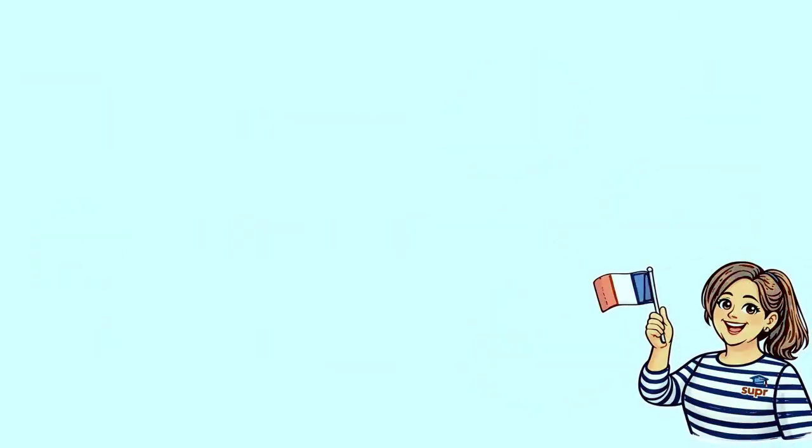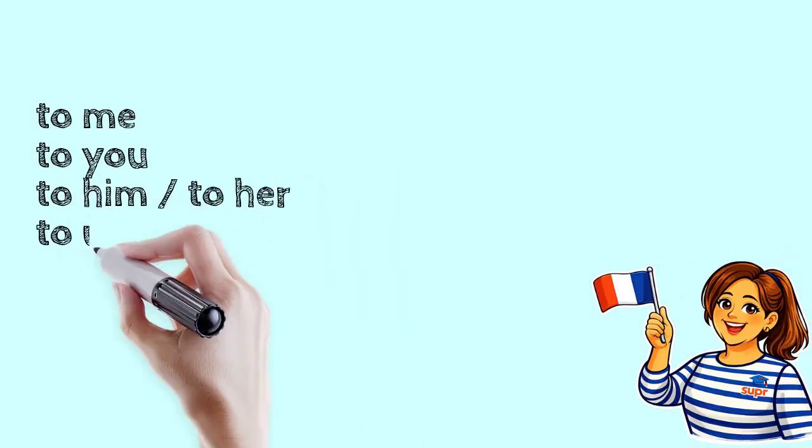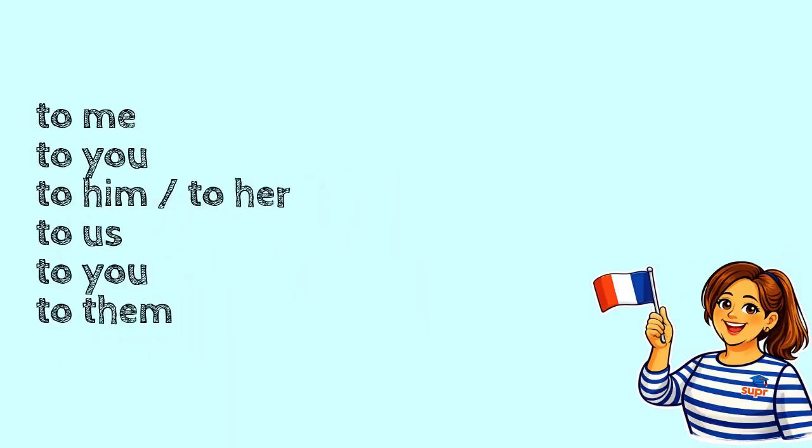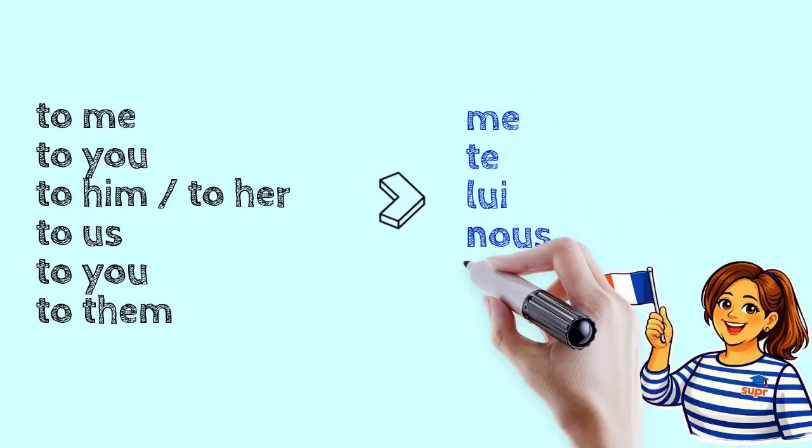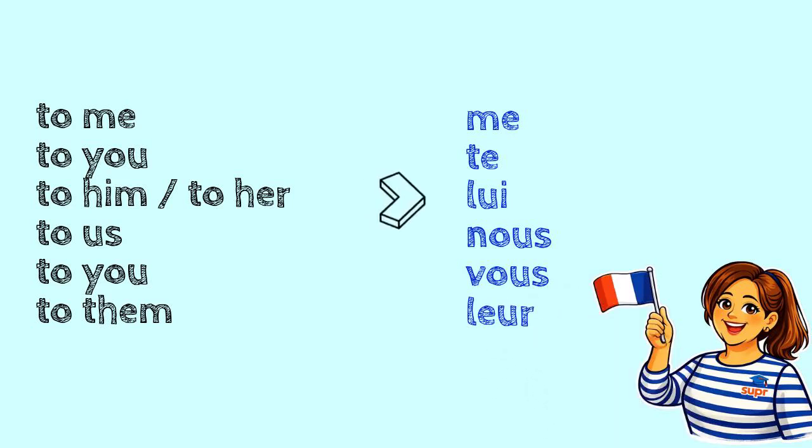Here are the indirect object pronouns in French. Just note that they usually refer to people, and in English they're the equivalent of to me, to you, to him, to her, to us, to you, and to them. So to me is me, to you te, to him or to her lui, to us nous, to you vous, and to them leur.